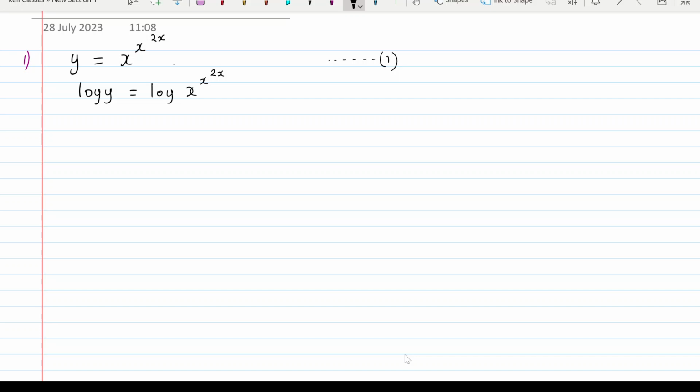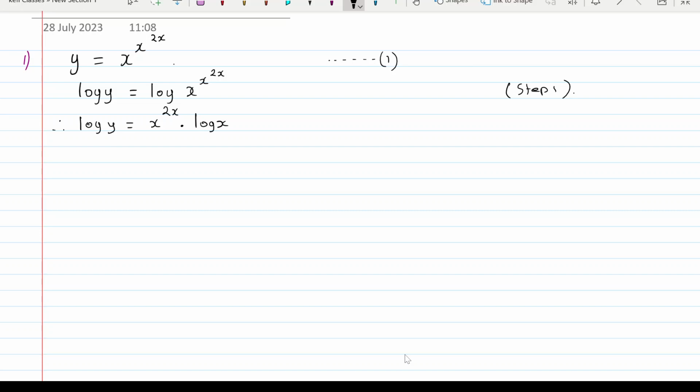So log y is equal to x raised to 2x. Then this is your step 1, right? That was our step 1. Step 2 is use the laws of logarithms, and so that will be log y is equal to x raised to 2x into log x. Okay, that's the second step, right?